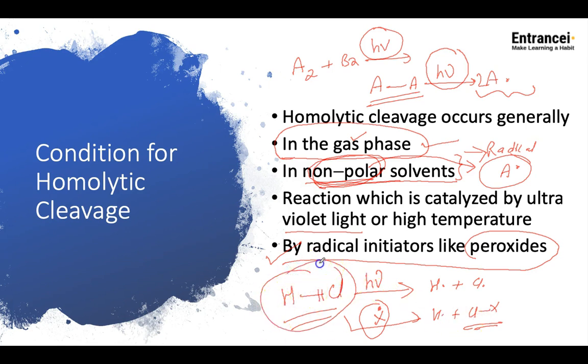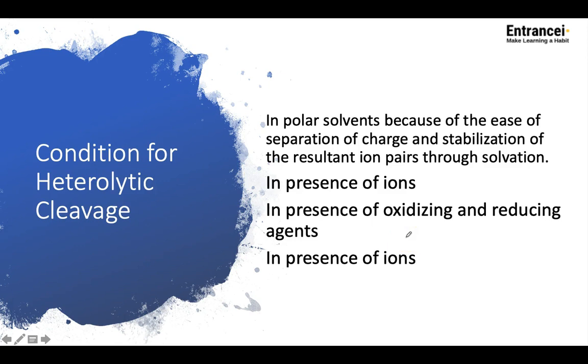Molecular polarity is the important factor, but it mainly depends upon the conditions in which we are going to take the reaction. So moving ahead, conditions of heterolytic cleavage. Just like in homolytic, heterolytic cleavage mainly takes place in the presence of ions, cation, anion, H plus, OH minus, Na plus. In the presence of such ions, heterolytic cleavage is present. In the presence of oxidizing and reducing agents like potassium permanganate, potassium dichromate, lithium aluminum hydride, sodium borohydride, heterolytic cleavage is initiated.